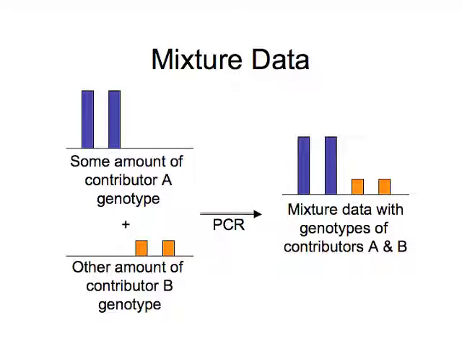of contributor B. When they're amplified in the polymerase chain reaction on the right, we see the end result, which is mixture data that we can observe that has genotypes containing contributors A and B, with the alleles of blue shown on the left in greater amount and the alleles of B in smaller amount shown on the right.